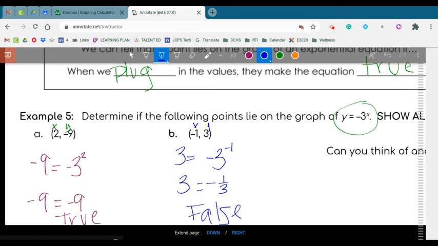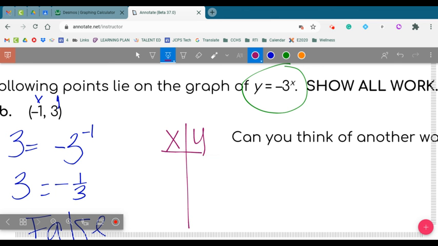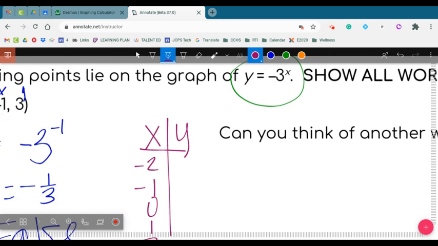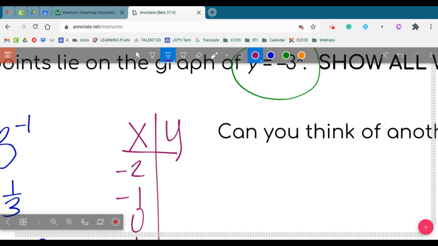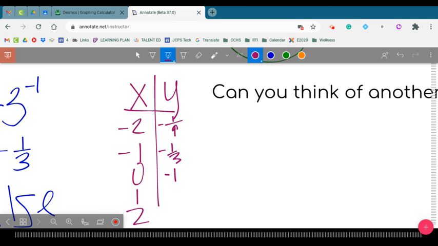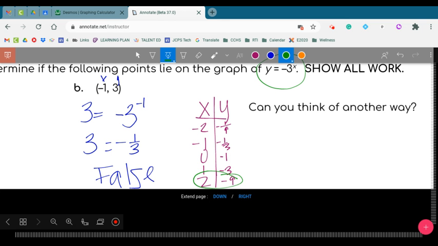So you could also copy down this table. If I have my x and my y, -2, -1, 0, 1, 2. You plugged in -2. What did I get? -2 was -1/9. This is -1/3. -1, -3, and -9. So I would also be okay if you show your table. So -2, -9 is on there, so that's true. But -1, 3 is not on there, so that is not true. So keep that in mind.